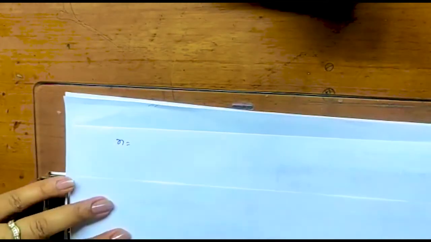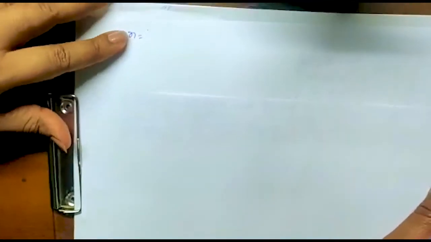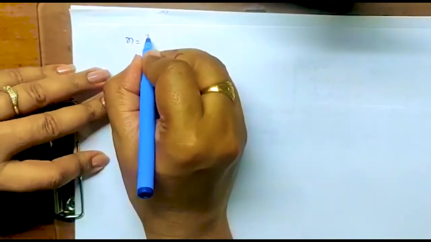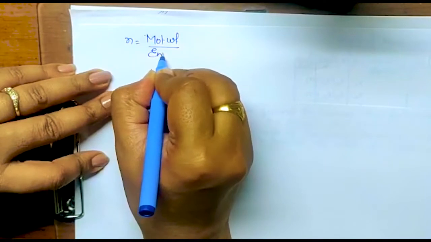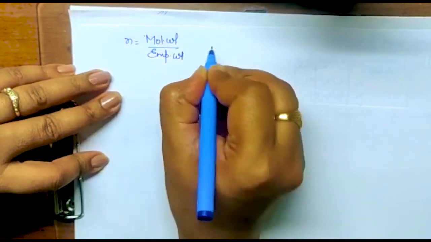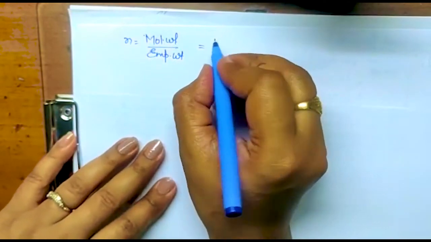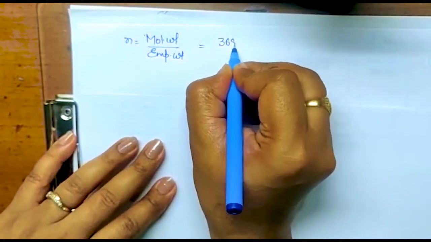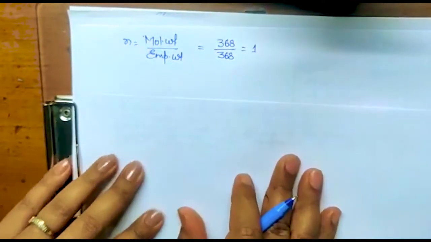Yes, N will be molecular weight upon empirical weight, isn't it? So what is the molecular weight we got? Molecular weight is given in the question. What is it given? 368. And empirical weight also we got 368. So it is 1, isn't it?